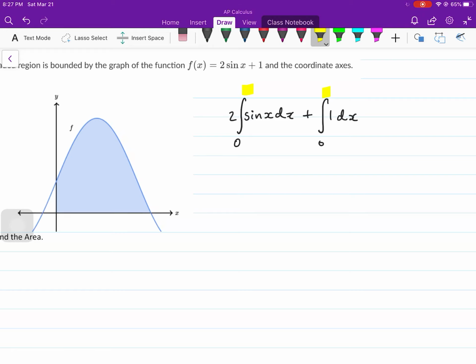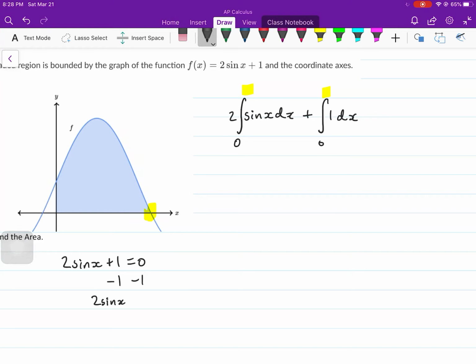And let's go ahead and figure out what is our upper bound. So that's going to be right here. Where is it intersecting the x-axis? Well, when does 2 sine of x plus 1 equal 0? So there's one over here on the left side, but we don't want that one. We want this one. So let's go ahead and solve.